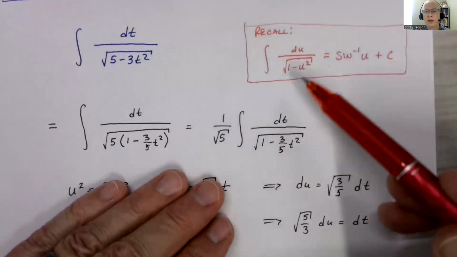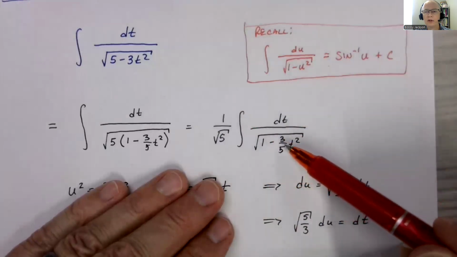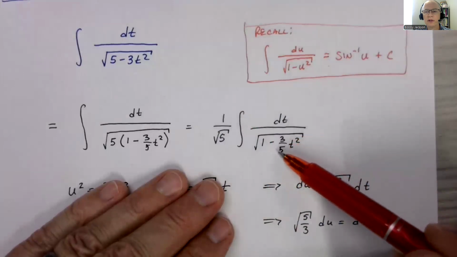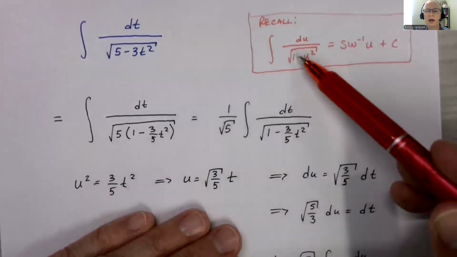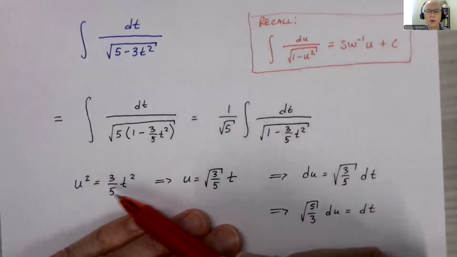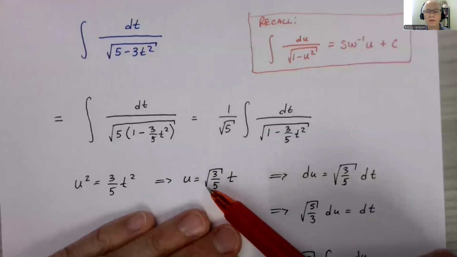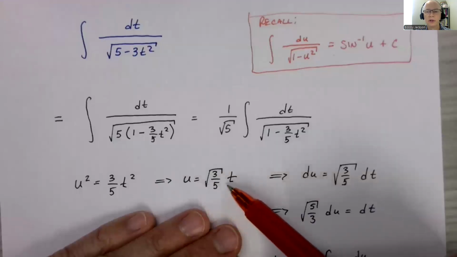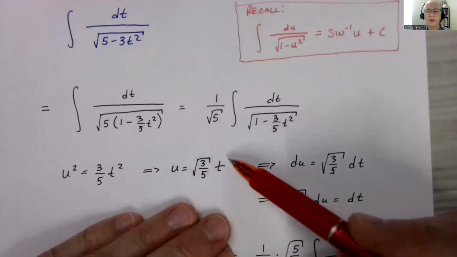Now, look at the integral form we have, right? It's 1 minus u squared. Notice this thing, 3/5 t squared. I want that to be u squared, right? To match it up, it has to be the same thing. So that's going to have to be u squared. If I take the square root of both sides, I get u is what? The square root of 3/5. Square root of t squared is t, right? Square root of 3/5 t. And so there's my substitution right there.